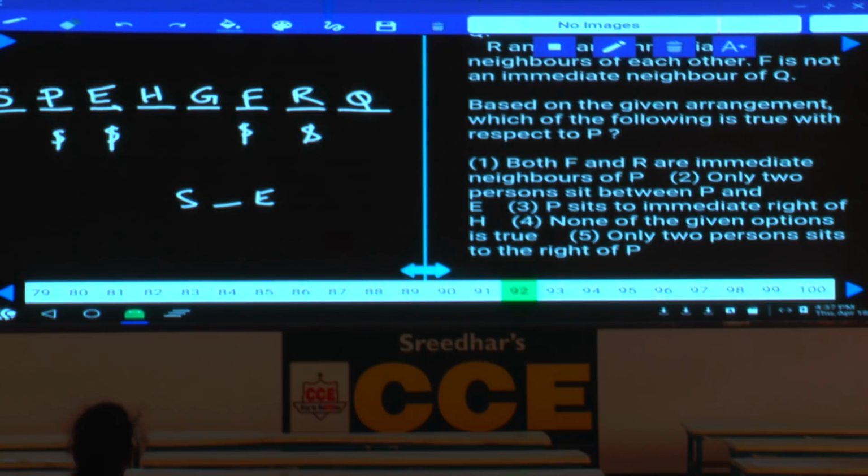And choice 5, only 2 persons sit to the right of P. Hence, only 2 persons sit to the right of P, that is also false. Then the original answer, none of the given choices is true, choice 4.